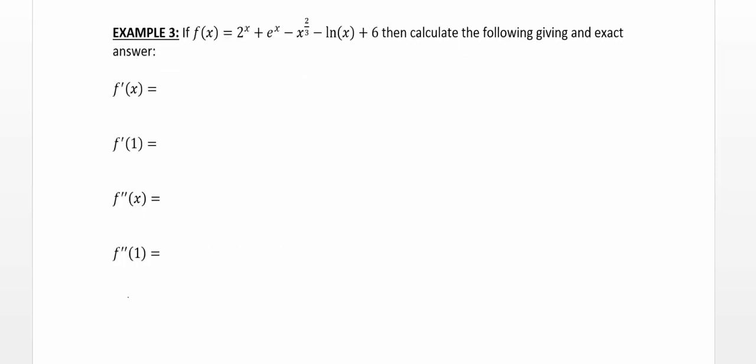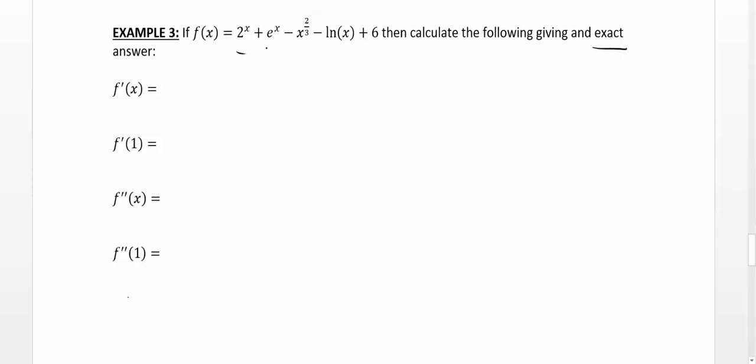Example 3. If f of x equals 2 to the x plus e to the x minus x to the 2/3 minus the natural log of x plus 6, calculate the following giving an exact answer. We talked a little bit before about this, but exact answer means we're not going to be rounding any numbers. So we're not going to be plugging things into our calculator to get a final answer. So let's start by finding the first derivative.